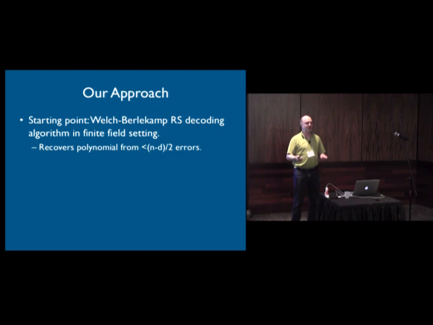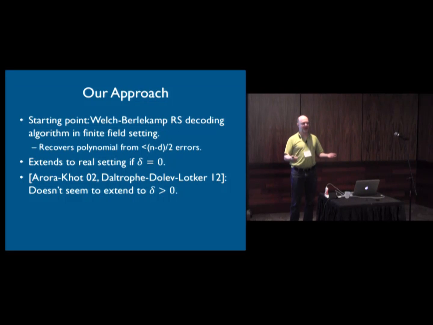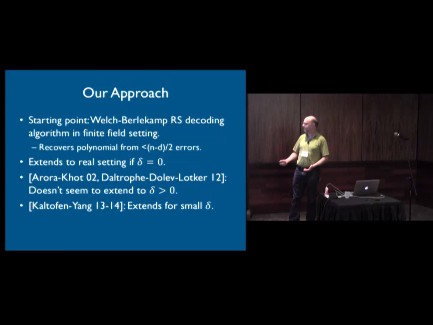So the question is, can you adapt this to the real setting? It's kind of obvious that the same method works in the real setting if delta is 0, but we want it to work for non-trivial delta. And we weren't the first to have this idea. Other people thought, oh, maybe something like this works. But they said, well, it doesn't actually seem to work if delta is bigger than 0.